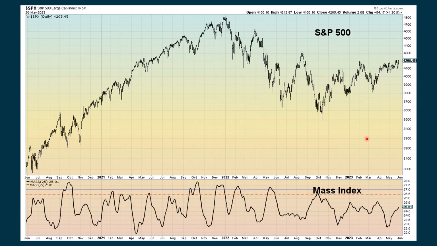The mass index is used to generate some kind of a change of trend signal. We really only pay attention to this when it goes above the red dashed line and the blue line, and we're quite far away. So right now, this is not giving us any kind of a signal.